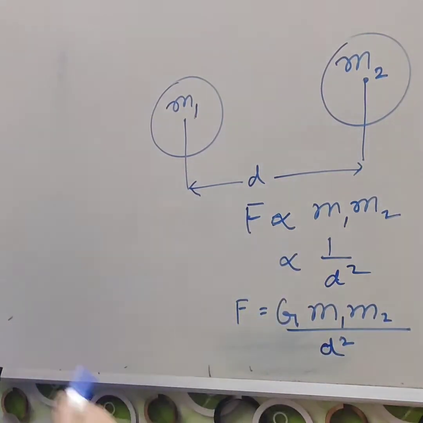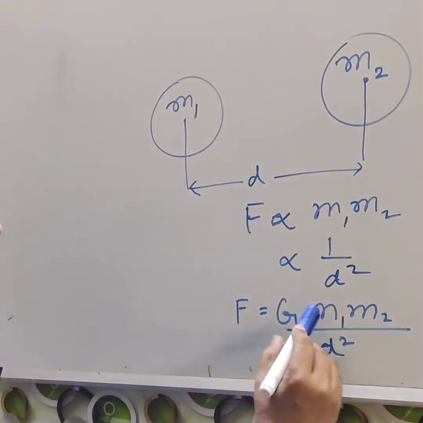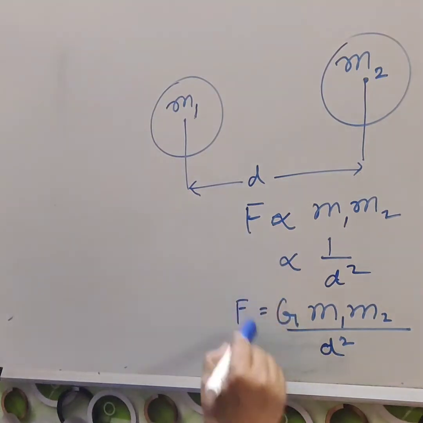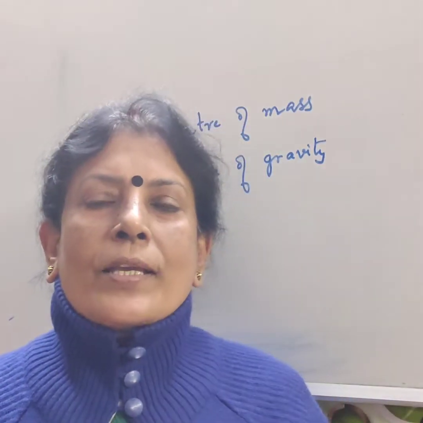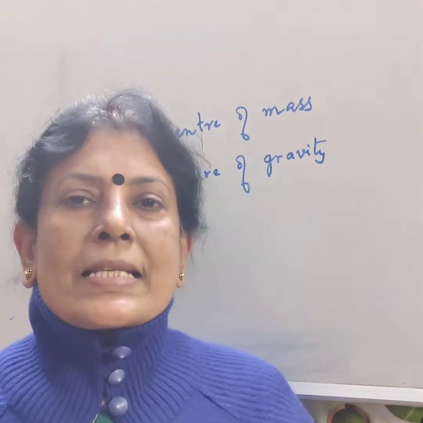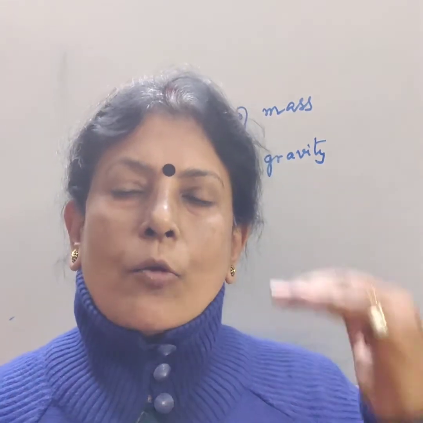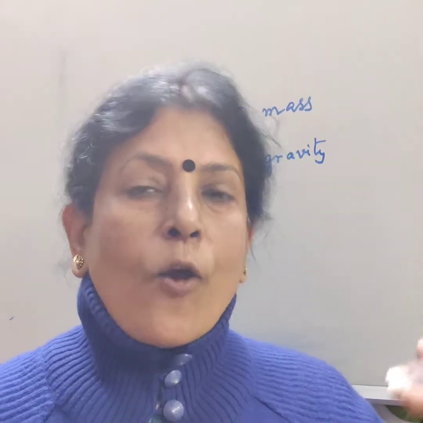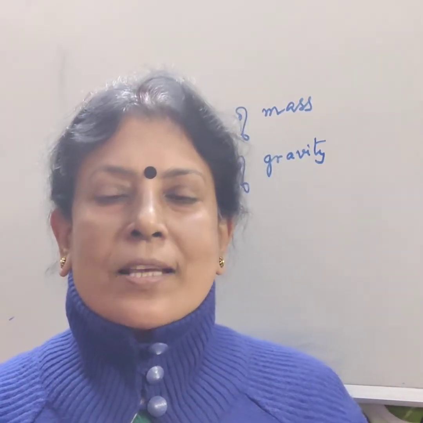So, F is equal to one proportionality constant, that is capital G, times m1 m2 by d square, where G is called the gravitational constant or universal constant. Now, why is this law called the universal law? Since this law is applicable for any objects, whether big or small, whether terrestrial or celestial objects, it is called the universal law.